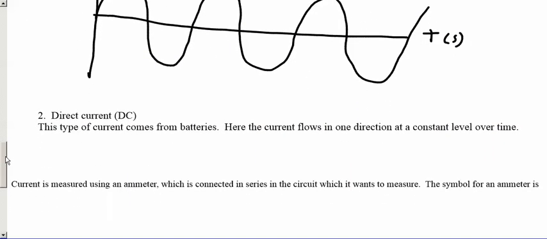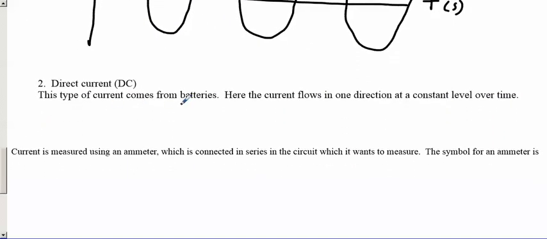The other type is direct current. This is the one that comes from batteries. Here, the current only goes in one direction. It's pretty much a constant level over time. Okay, over time, as the battery starts to die, the amount of current will go down, but it'll be fairly constant for a long time.